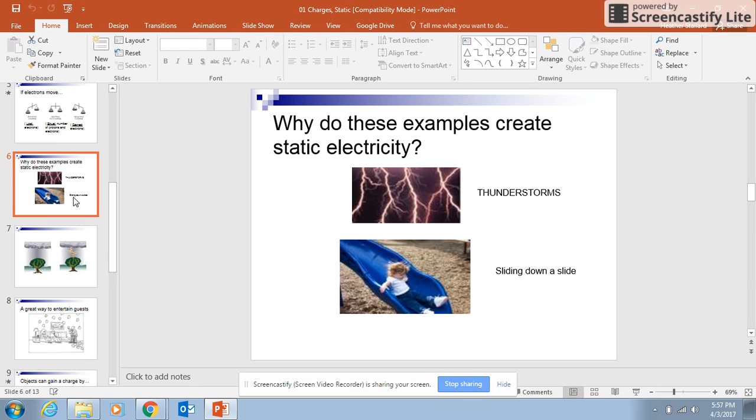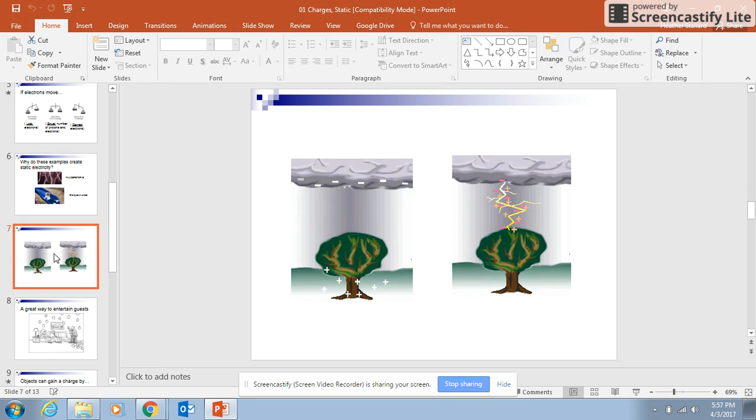All right, why do these examples create static electricity? So if you look here, with thunderstorms, hopefully you know from the next little slide, it shows you that in the clouds you have a negative charge. On the ground, you have a positive charge. And we know that a positive and a negative do become attracted. So when they become attracted, we have lightning, or the rolling thunder.